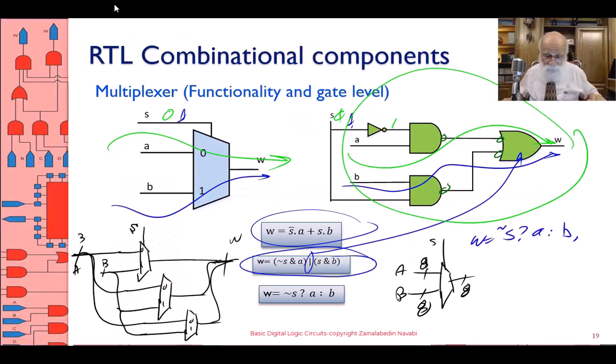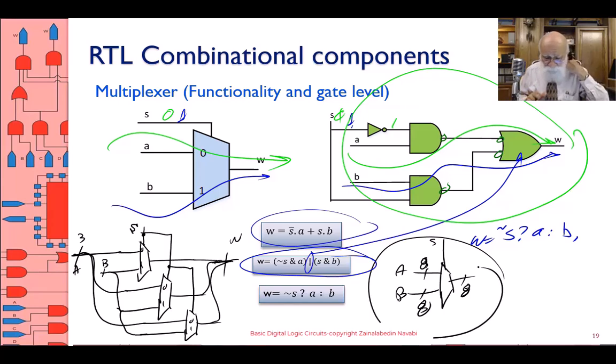I missed last time. See the S here, if you're doing multiple multiplexers, parallel multiplexers, all the S inputs are the same. So here is a 2-to-1 multiplexer that is repeated 3 times. Here is a 2-to-1 multiplexer that is repeated 8 times. They all receive the same S.